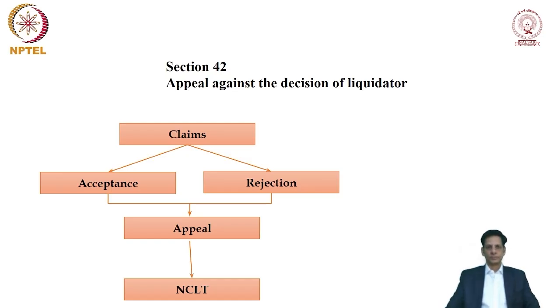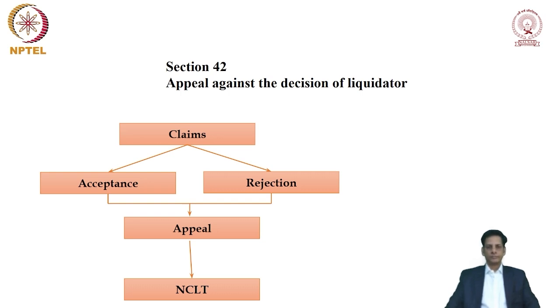Section 42 says that if a certain claimant is unhappy or is aggrieved by the decision of the liquidator to accept or not accept a certain claim, or partly accept or partly reject a certain claim, then what can the claimant do? Obviously, the claimant should now go and appeal. Appeal where? Appeal should obviously go to the adjudicatory authority. We will quickly see how it works.